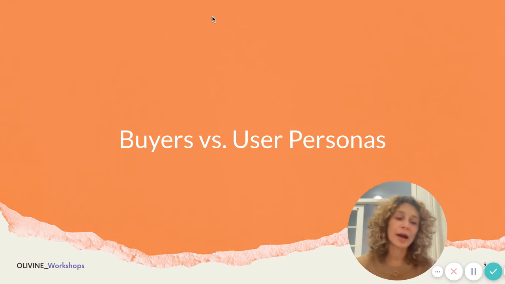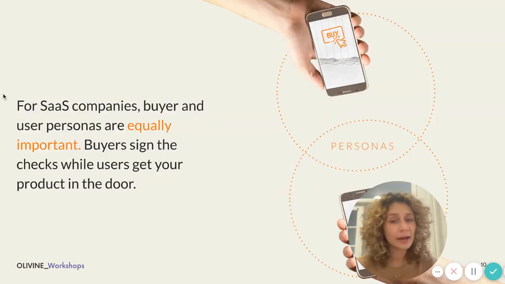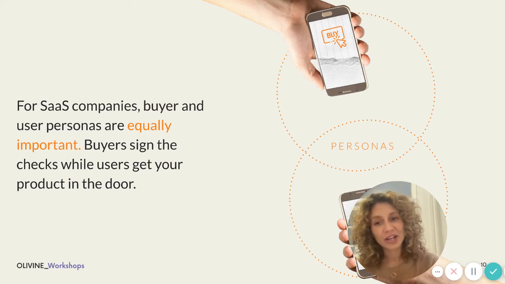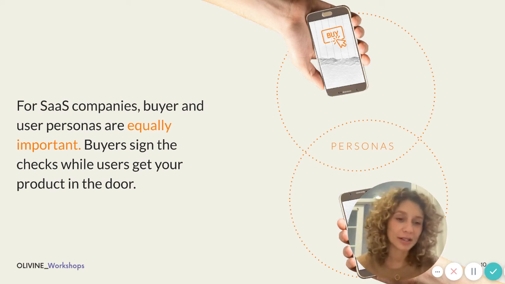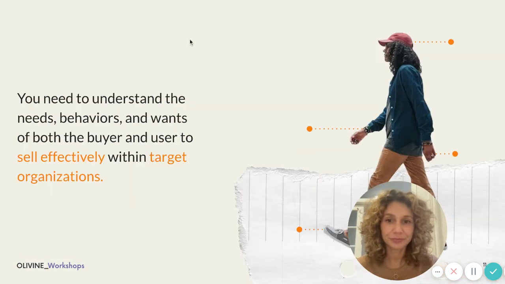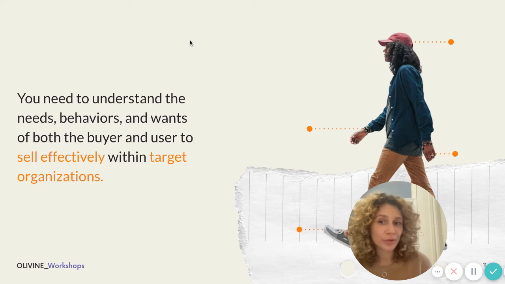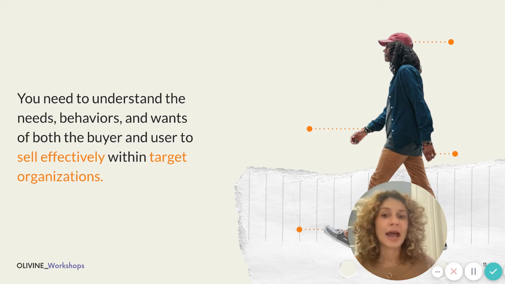So what is a buyer versus a user persona? In software, both are equally as important. But to put it really simply, buyers sign the checks while users get your product in the door. And you really need to understand both, right? Because you're speaking to both. So what are the behaviors? What do they want? And how can you sell effectively within these targeted organizations?